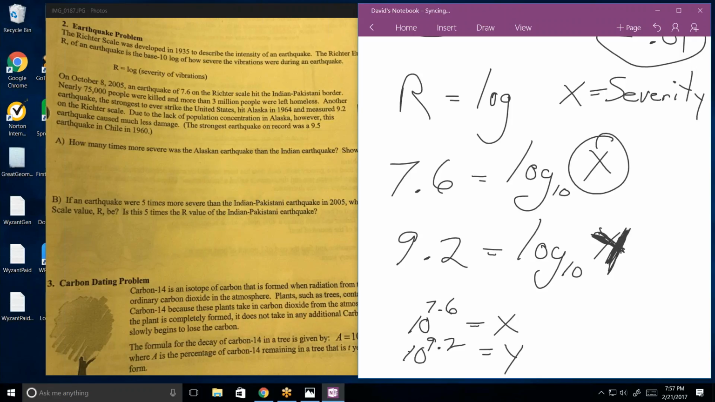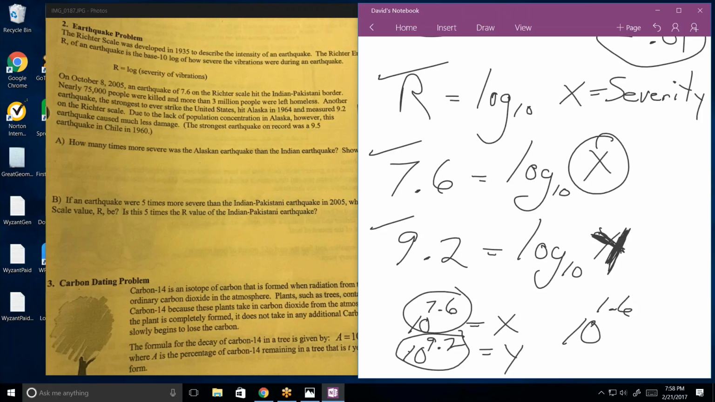So the difference between those, I'm going to subtract my exponents, and I'm going to get 10 to the 1.6, which is 16 times. In other words, 10 to the 1.6 is 16. So the Alaskan earthquake is 16 times more than the Indian earthquake. You pretty much want to show your work exactly like I've done it. The first line is R, the Richter scale reading equals the log base 10 of x, where x is the severity. Then you have this one for India and this one for Alaska. All I have to do is solve for x and y, and then compare the two by dividing the bigger one by the smaller one.